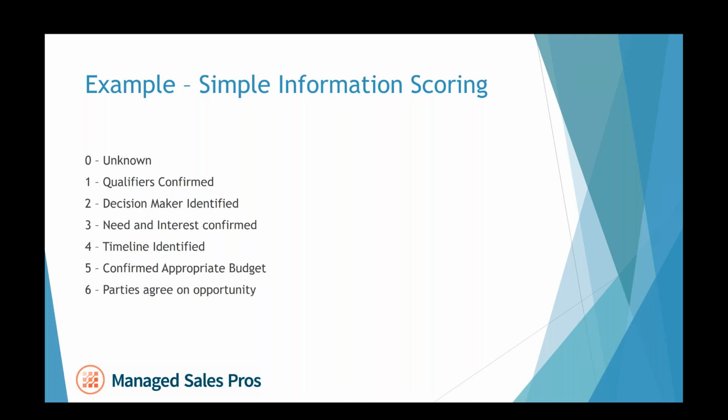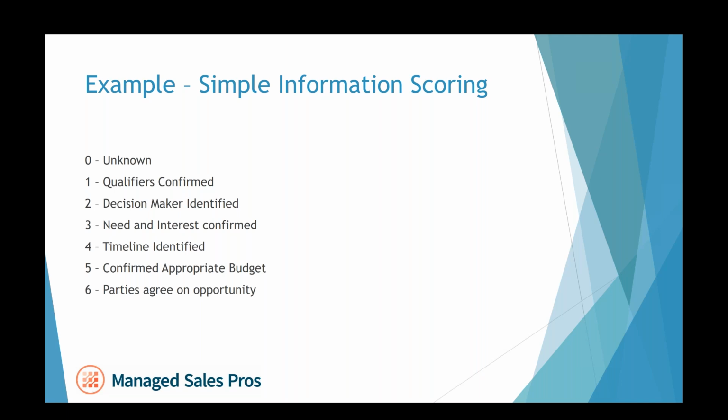If it's scored as a 1, that means all of the qualifiers that you want are confirmed. So that means you've learned how big the lead is, what industry they're in. Anything that you need to know to make it a good lead is a qualifier. So once you have those qualifiers confirmed, you move the lead along in your scoring system to a 1. And everybody in your company should know what that 1 means.